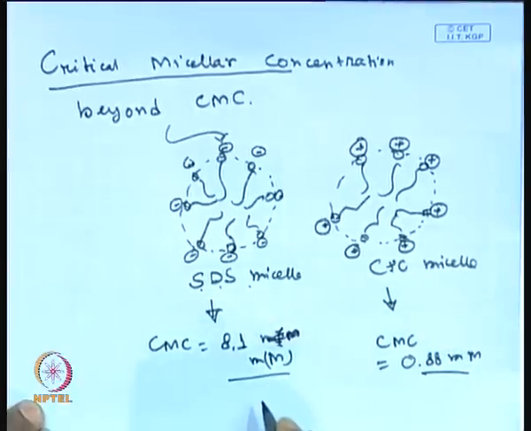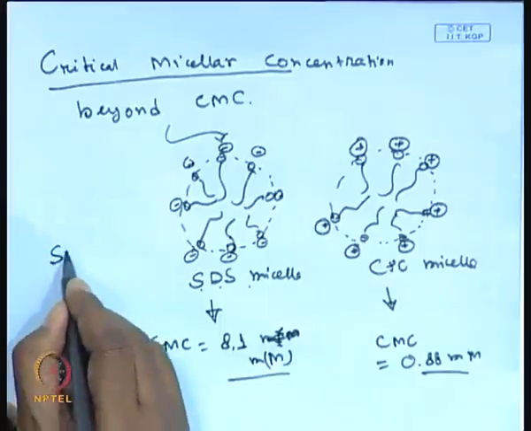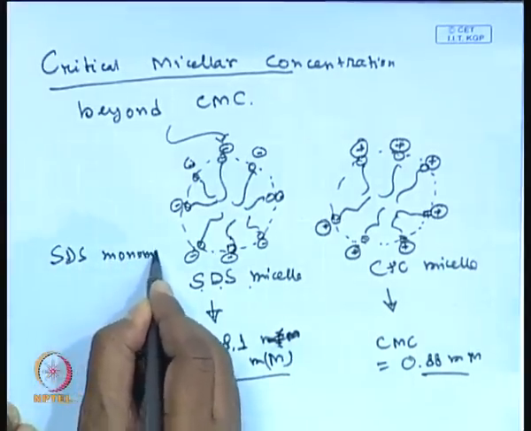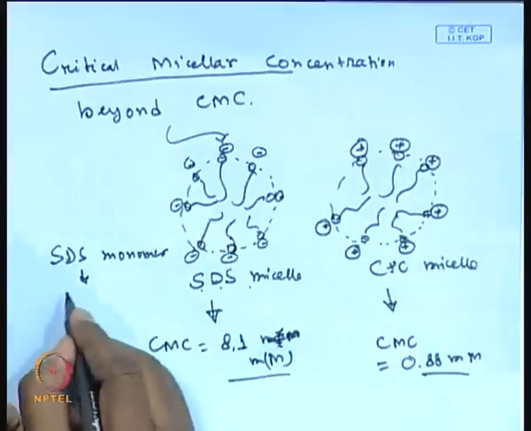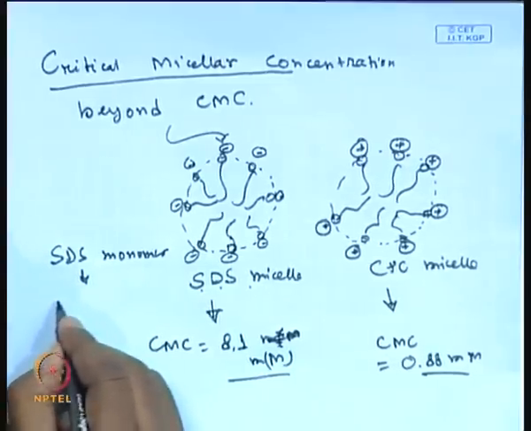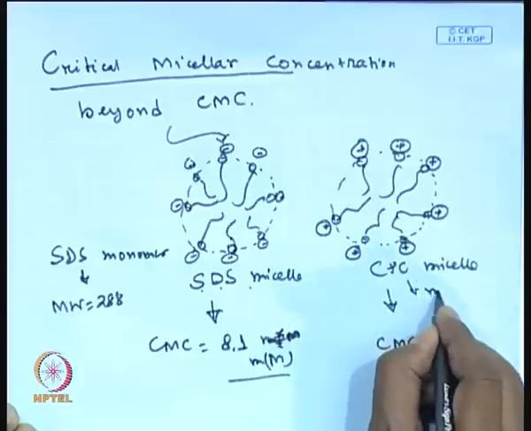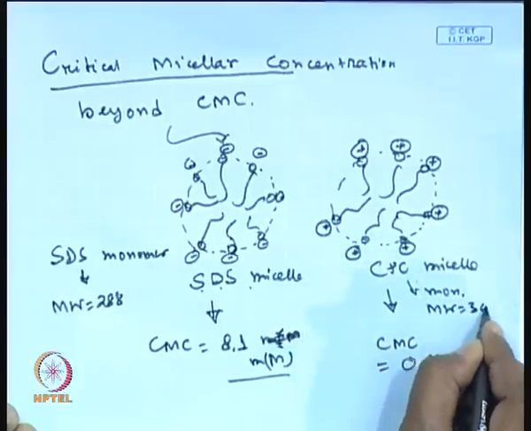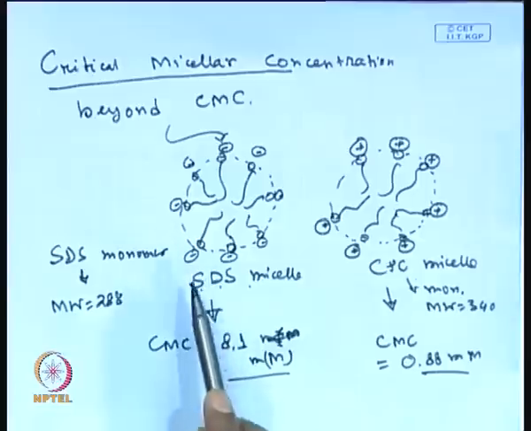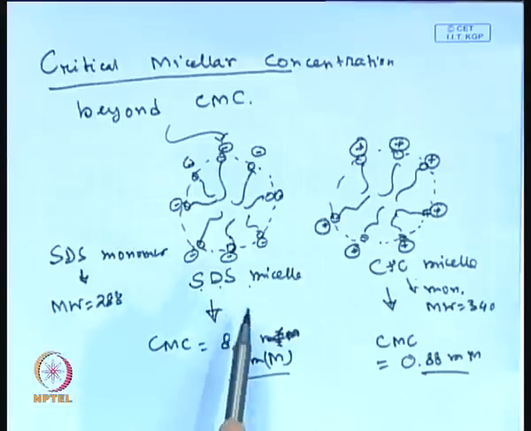So, these values are pretty low, and if you increase the surfactant beyond that particular concentration, you will get the formation of micelles. And what will be the typical molecular weight of the monomers? The SDS monomer typically has a molecular weight of 288, and CPC monomers have a molecular weight around 340. In a typical SDS micelle, the aggregation number will be roughly around 60.